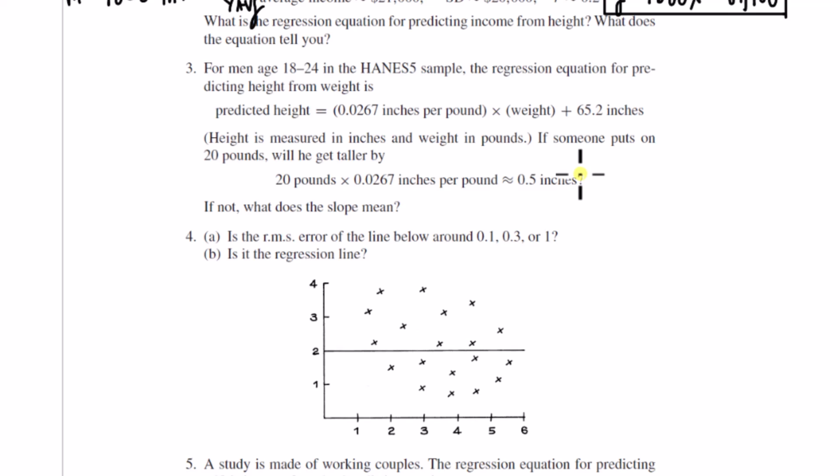No one's going to say, if you gain 20 pounds, you're going to grow in height, or if you lose weight, you're going to shrink in height. That's not what the causation is about. That's not where the association is coming from. So what does the slope mean? The slope is just saying what I just mentioned.